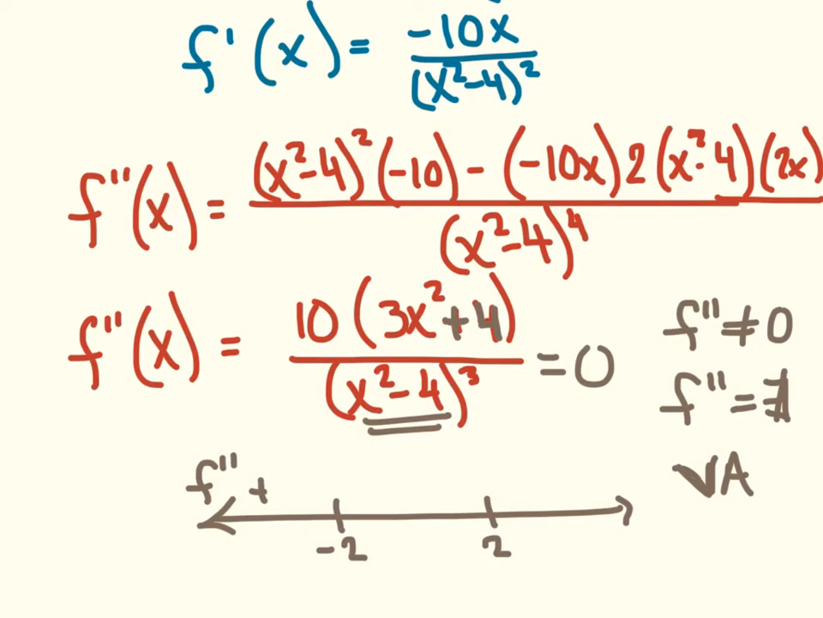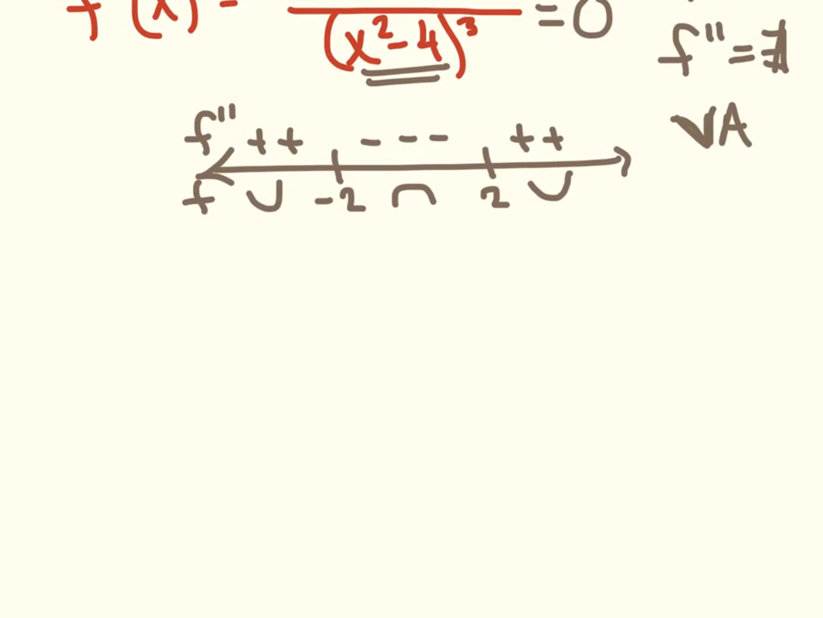Let's see, if I test a negative 3, I got a positive number, therefore f is concave up. I tested 0, and I got a negative answer. F's going to be concave down. And then I tested a positive 3 and got a positive answer, so f's concave up.